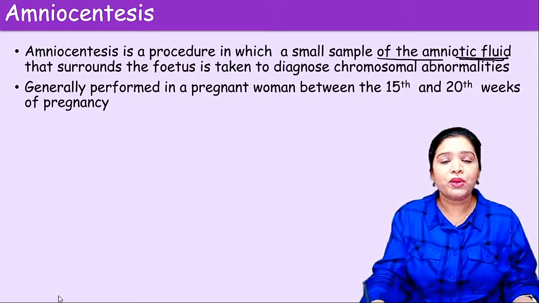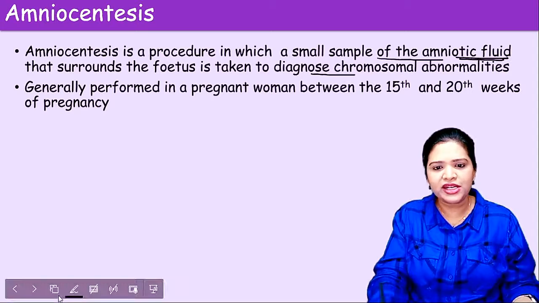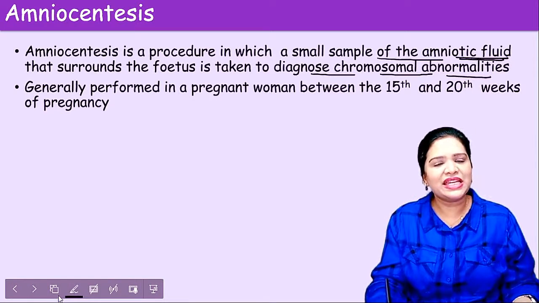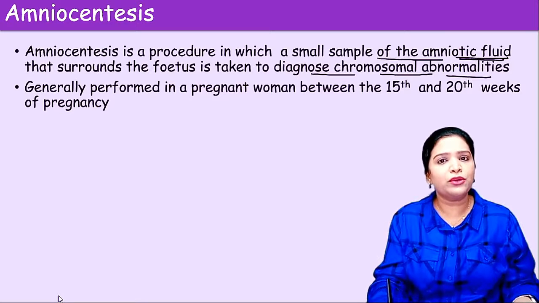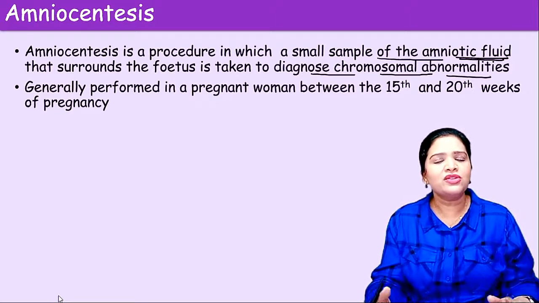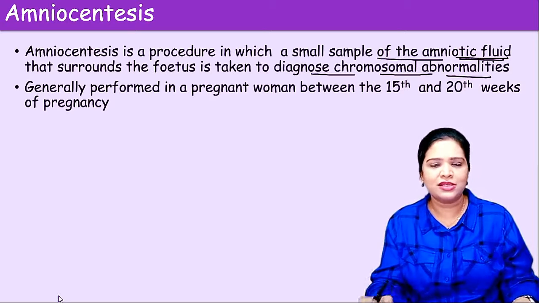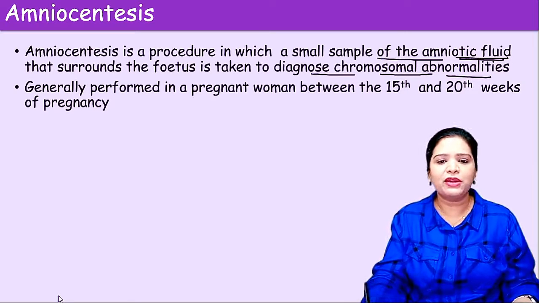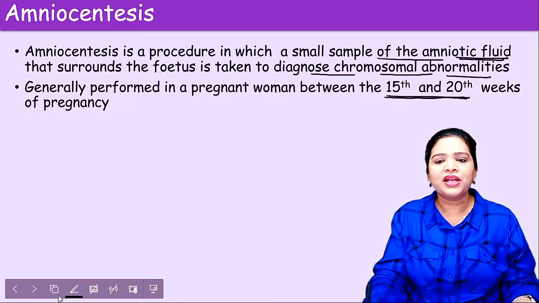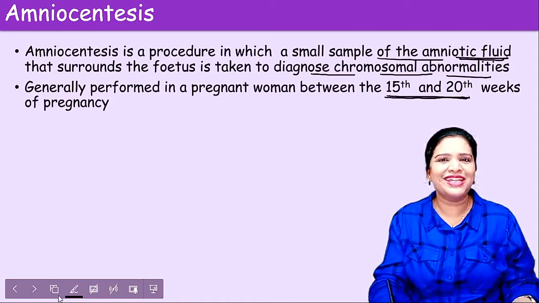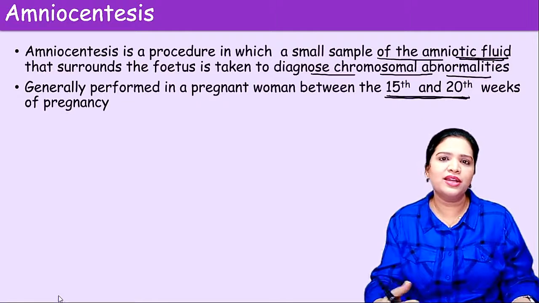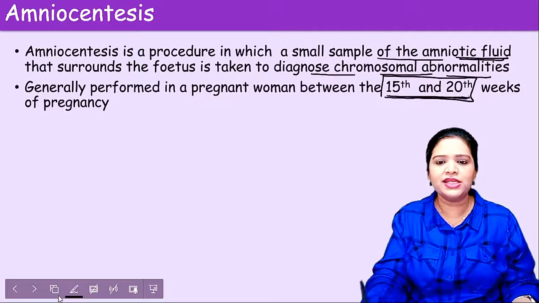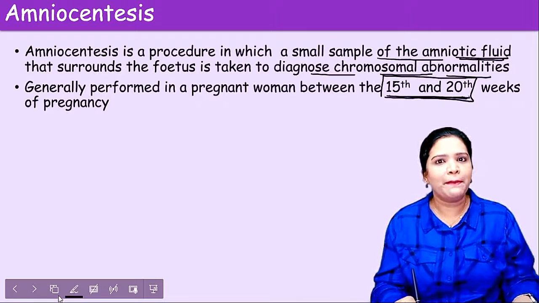Okay, so why are we doing this? Generally, we do this to detect chromosomal abnormalities. If there is any mutation or any problem in the chromosomes, those things can be detected using this technique. Okay, right. This amniocentesis procedure is generally performed on a mother at the 15th to 20th week of pregnancy. Not earlier or later than that. So the apt period for collecting the amniotic fluid is 15 to 20 weeks of pregnancy.